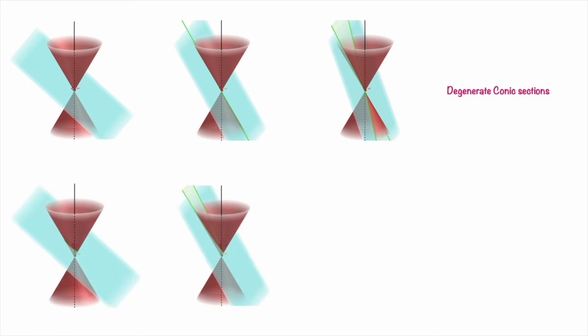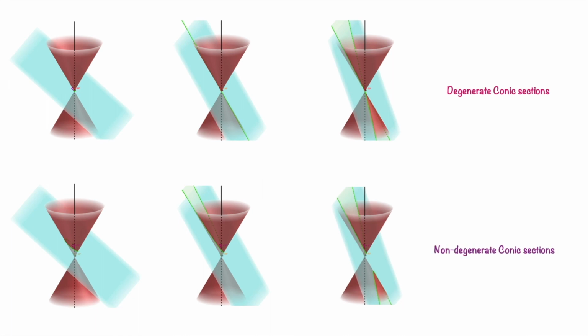Here the point, straight line and pair of intersecting straight lines are called degenerate conic sections, whereas ellipse, parabola, hyperbola will be called non-degenerate conic sections. You can think of a point as a degenerate case of an ellipse, a straight line as a degenerate case of a parabola, and a pair of intersecting straight lines as a degenerate case of a hyperbola.